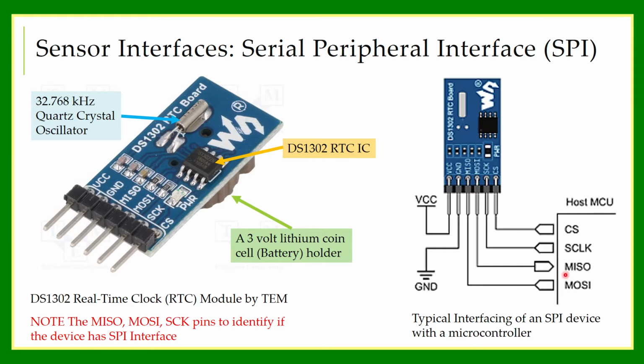And on the right, you can see how the pins are connected with a host microcontroller. Now, apart from these three SPI pins and the obvious VCC and ground pins, there is a chip select pin, which helps in case there are multiple SPI devices present and you need to select which SPI device to communicate to.